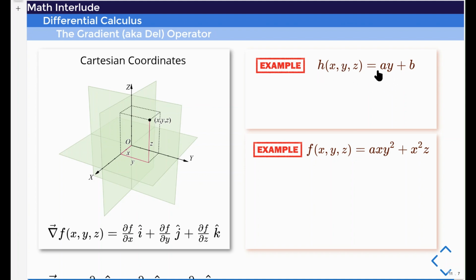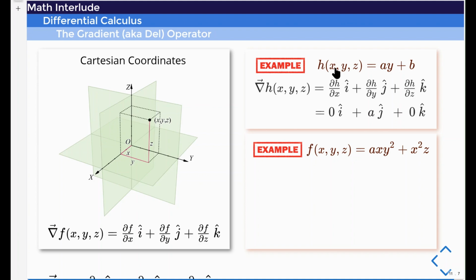So you say this function looks like ay plus b, for example, where a and b are constants. So say it only depends on what the y value is. What is the gradient of that function at any location in general? If I want to know at a specific location, then once I find the gradient, I can plug in that location. But first, let's find the gradient symbolically.